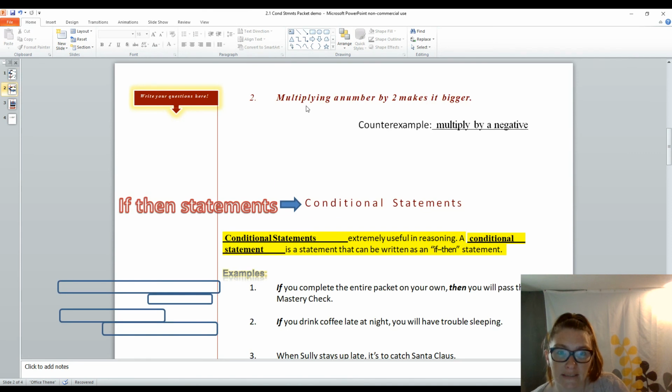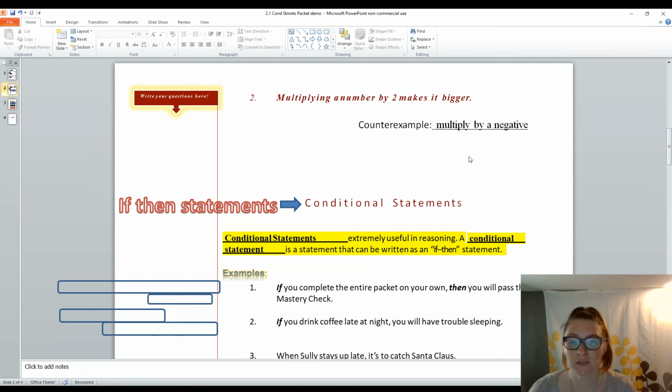All right, the next one says multiplying a number by 2 makes it bigger. This one's a little hard to understand. For this one, I already put my answer. The counterexample would be multiplying by a negative. Remember, our signs actually change the value of things. Well, if I multiply 2 by -1, that's -2. -2 is smaller. A negative is a smaller number than a positive number would be. So we have to be mindful of that. That's a nice way to prove that that would be incorrect.